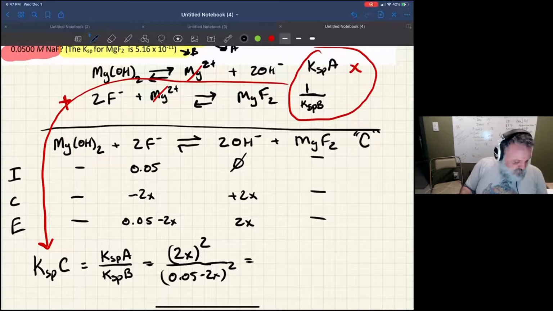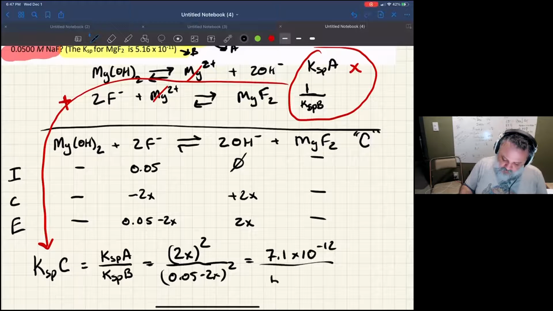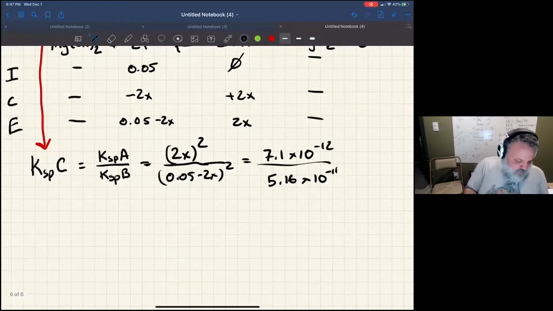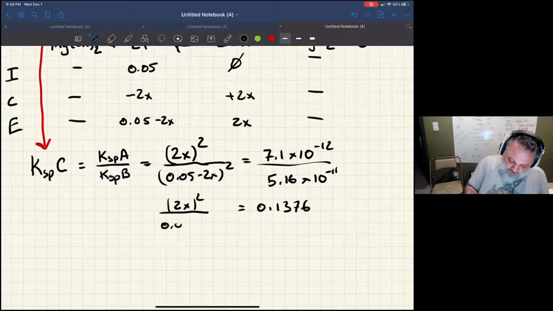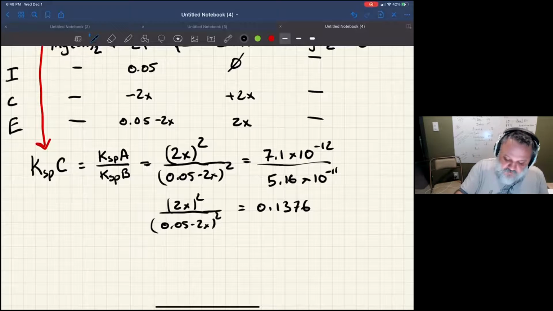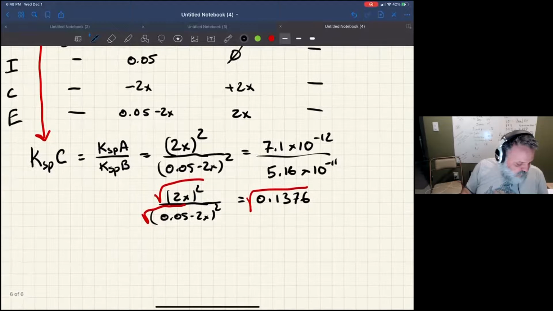Now I just have to put in the actual values for the equilibrium constants and go ahead and start working on solving the problem. The rest is just algebra. And what I end up with is 0.1376 for the new equilibrium constant. And that equals (2x) squared divided by (0.05 minus 2x) squared. And this is one of those situations where I have perfect squares, so I can take the square root of everything to simplify out of the quadratic form.